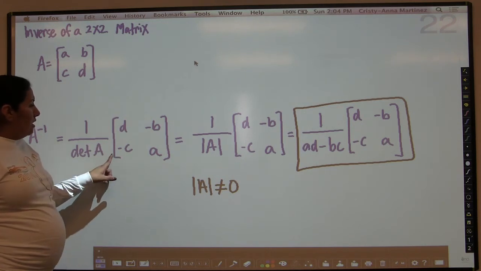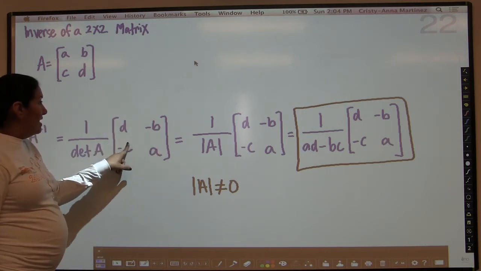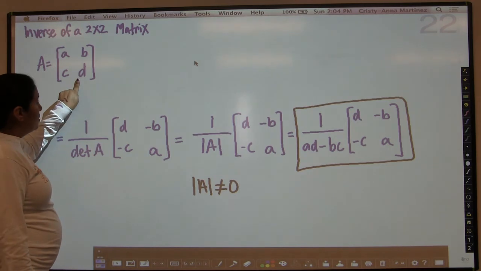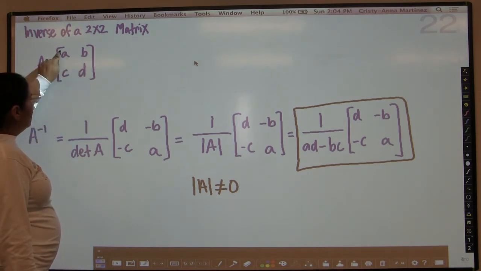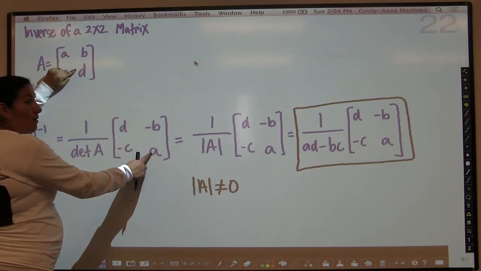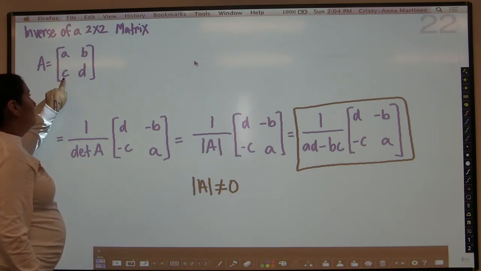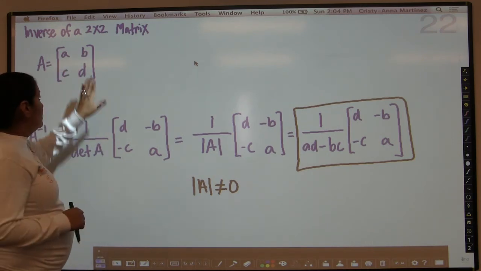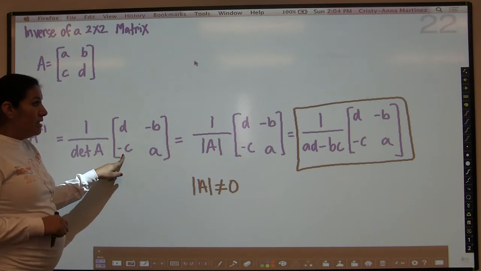But I wanted to talk to you about the matrix itself. This is not the exact same thing as A, B, C, D. What you do is you invert A and D, so the D goes up here, the A goes down there. And then you don't invert B and C, but you make them the opposite sign. So if this is B and C, this would be negative B and negative C.